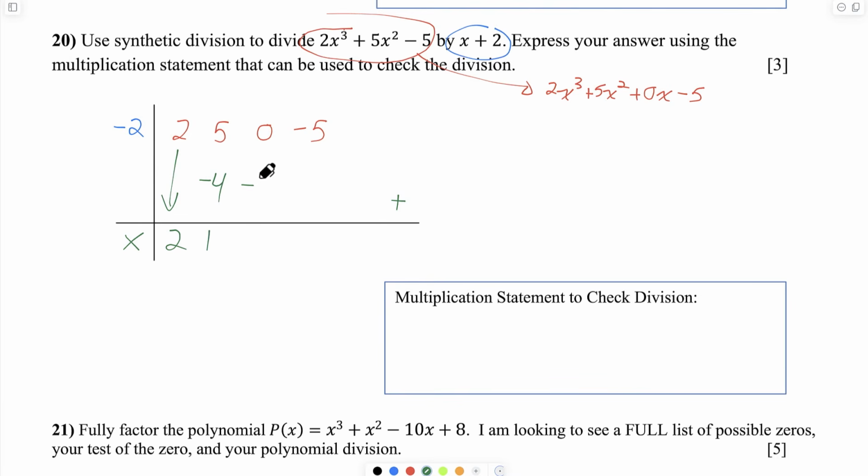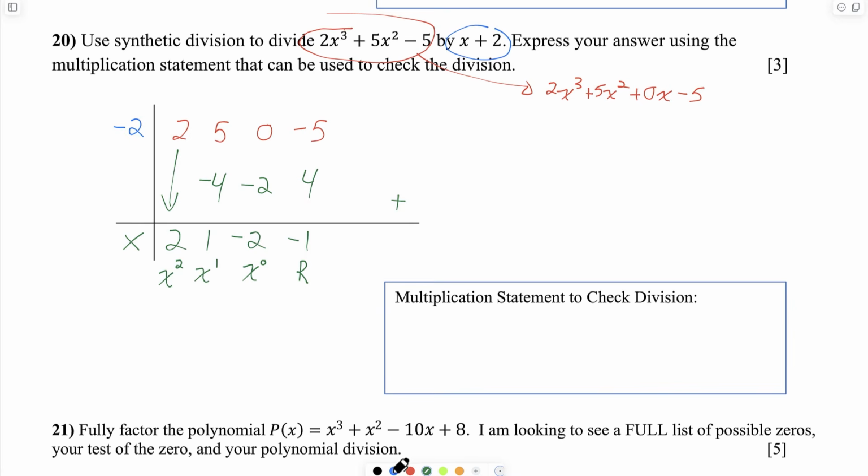Negative 2 times 1 is negative 2. Add those numbers in that column to get negative 2. Negative 2 times negative 2 is 4. Add those numbers to get negative 1. And then going from right to left, these numbers down here in my quotient are the remainder, the coefficient of x to the 0, the coefficient of x to the 1, and the coefficient of x to the 2.